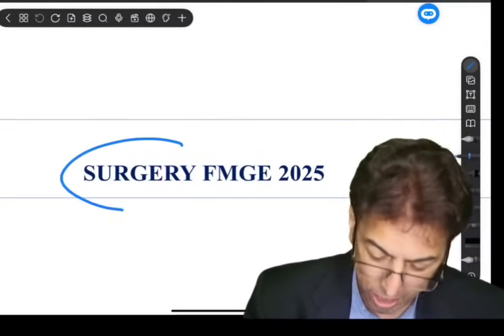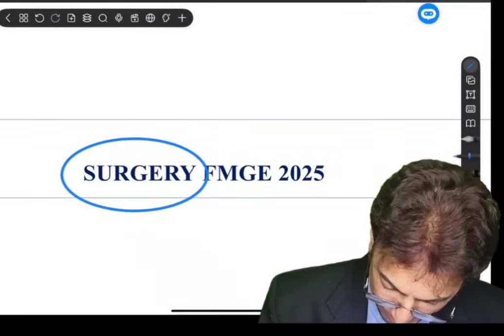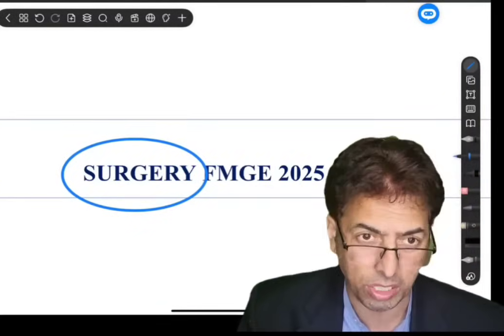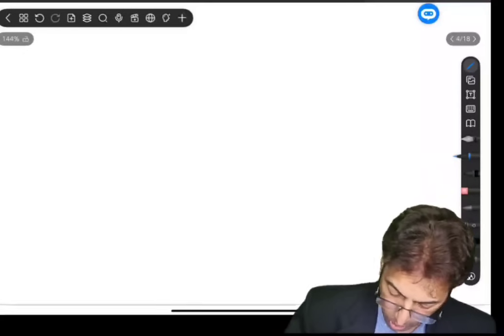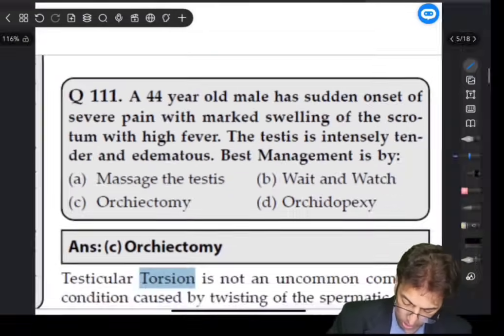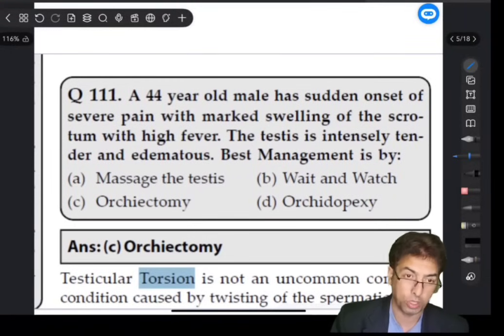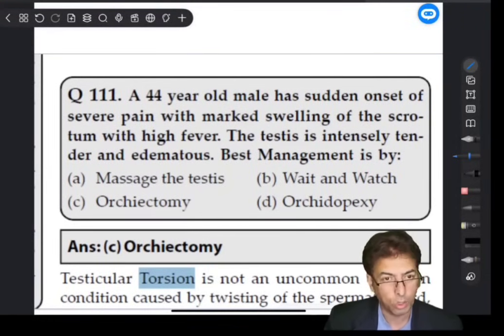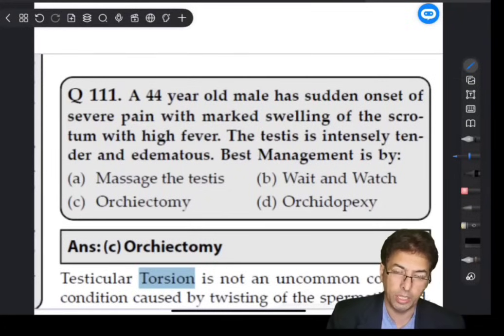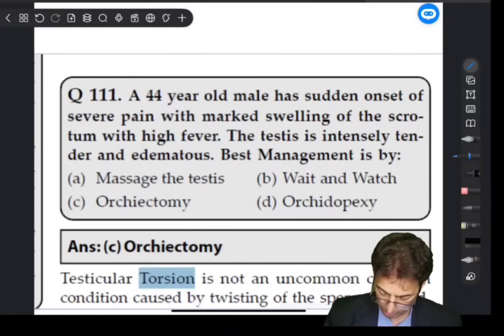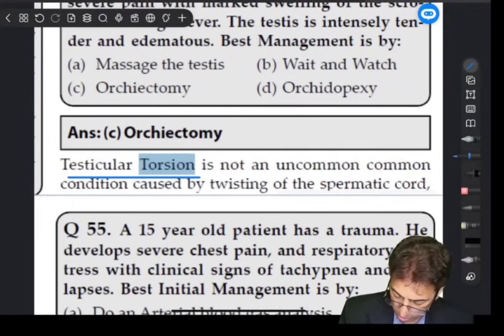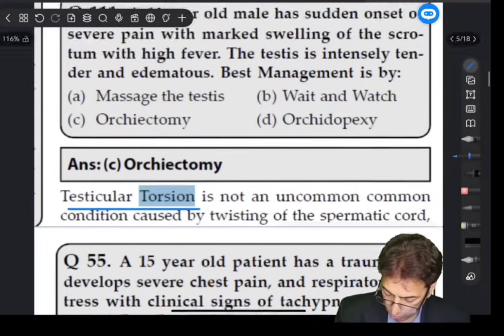So today we will be dealing with FMGE questions from surgery which have been asked recently, quite a few days back. Now, as far as the questions are concerned, I would just like to focus on certain things first. So I will be going through some of the questions which I had put in my Platinum Q Bank and NEET PGQR. So first of all, remember this important condition, torsion of testes.